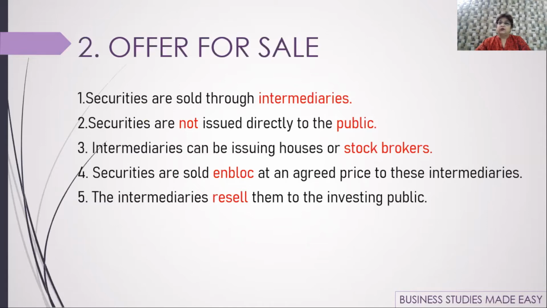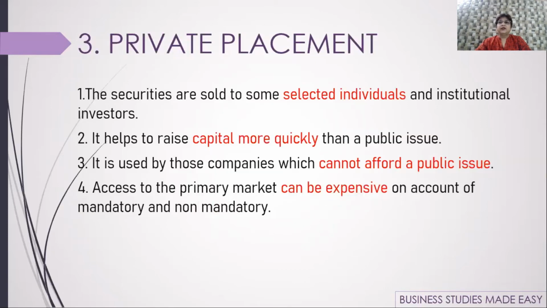So securities are sold through the intermediaries, and it is not sold directly to the public. And these intermediaries can be issuing houses or stockbrokers. And the securities are sold in lump sum, that is en bloc. And these intermediaries subsequently sell it to the public. So if they bought these shares for ₹100 and then the price of the share goes up to 120, then these intermediaries sell it to the public for 120. So they make their profit there. So remember, if the question says the securities are sold to the intermediaries or en bloc, that means it is offer for sale. Then comes private placement.